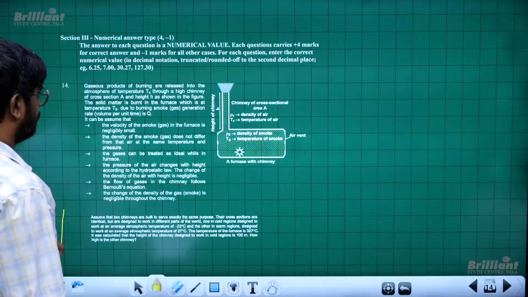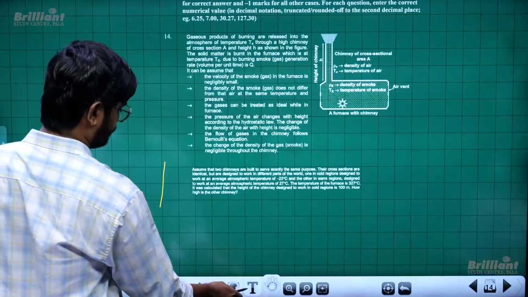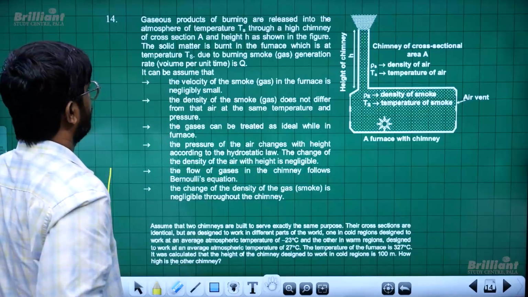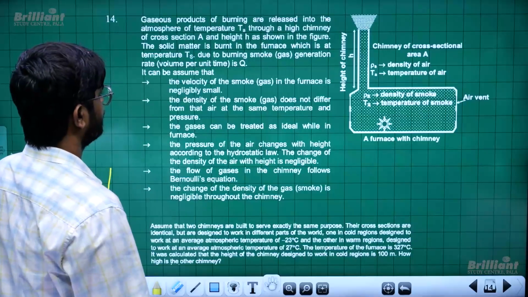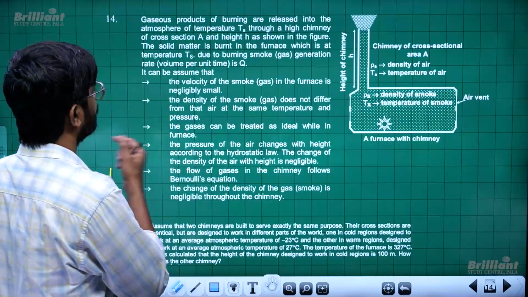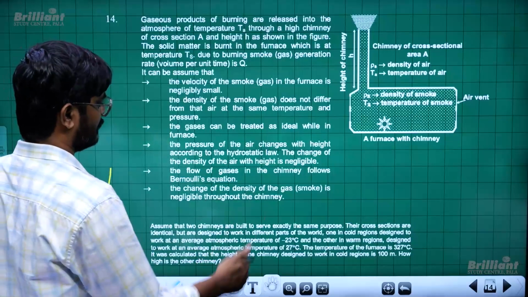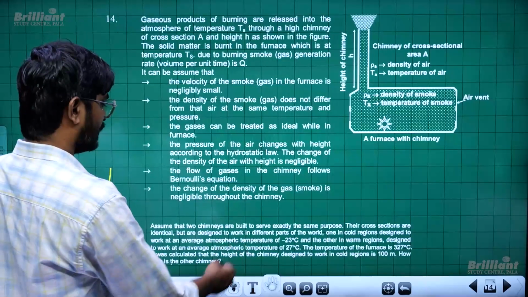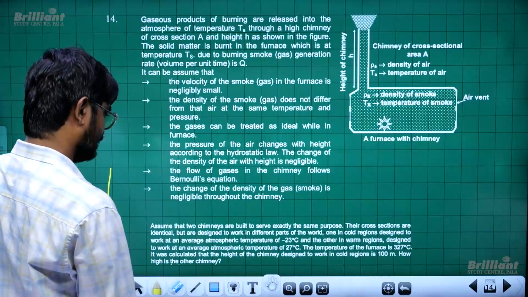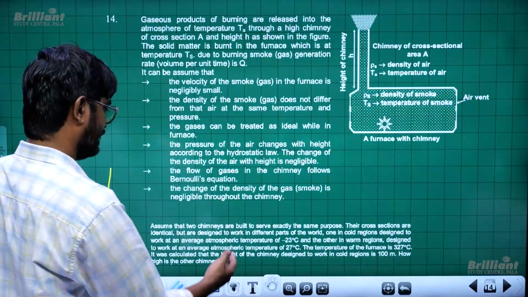Gaseous products of burning are released into the atmosphere of temperature Ta through a high chimney of cross-section area A and height h as shown in the figure. The solid matter is burnt in the furnace which is at temperature Ts due to burning smoke. Okay, so you can read the rest. So basically it has something to do with Bernoulli's. So they were saying, in the colder region, if the height is 100 meters, then what is the height needed in hotter regions?